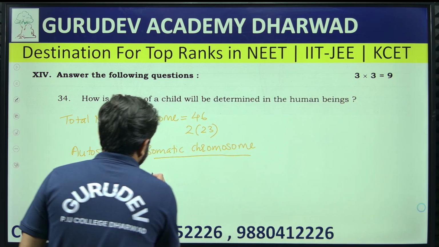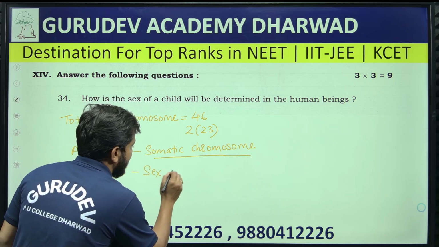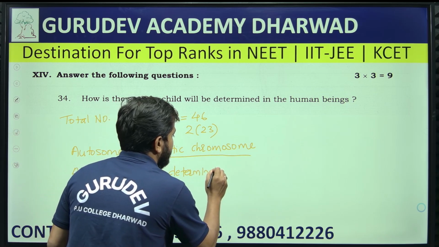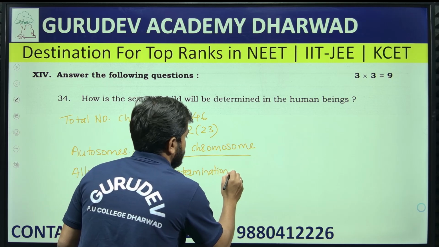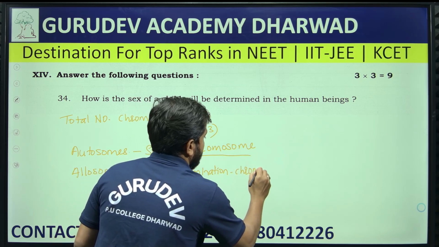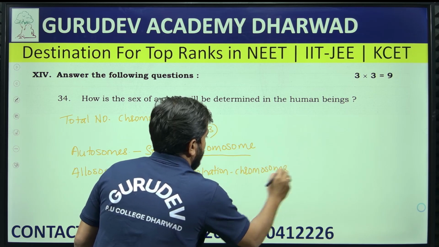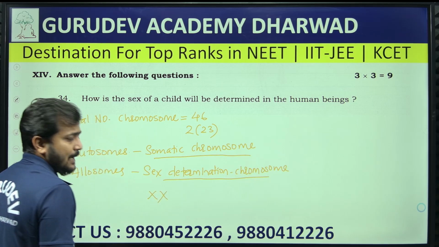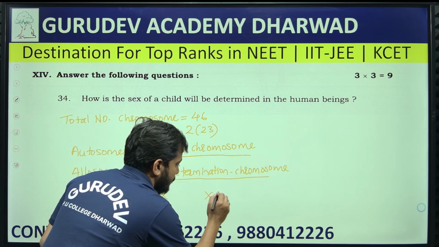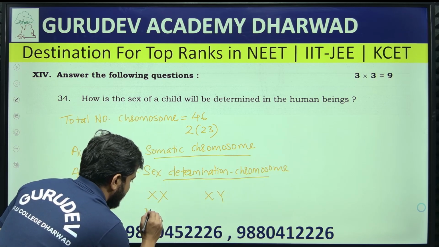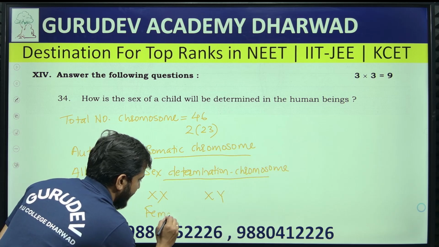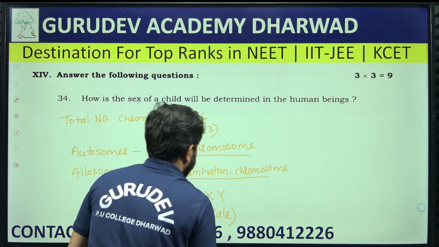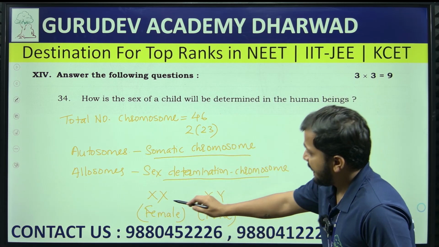Allosome is nothing but what we call the sex determining one. It is known to be the sex determination chromosomes, right. They are nothing but allosomes. Now we are going to find out what these allosomes are. In female we will find XX type allosomes, and in male we are going to find XY. So this is with respect to the female, and this is mainly the male. Understanding? Now consider this condition.